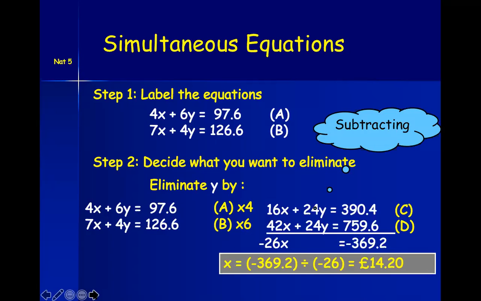Then you do in your calculator negative 369.2 divided by negative 26. So hopefully you will get a positive number. You can try that: negative 369.2 at the top, negative 26 at the bottom. It should be positive. Should you put the brackets in your calculator? You don't have to. The calculator, I think, will work its way okay, but if you put the brackets, you will still get the same answer.